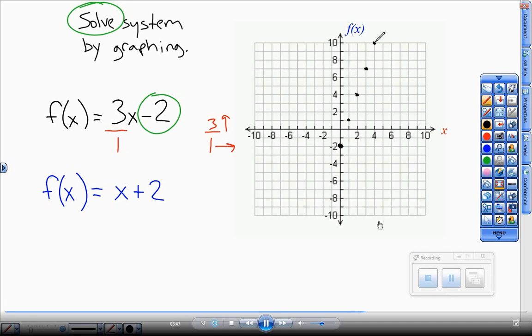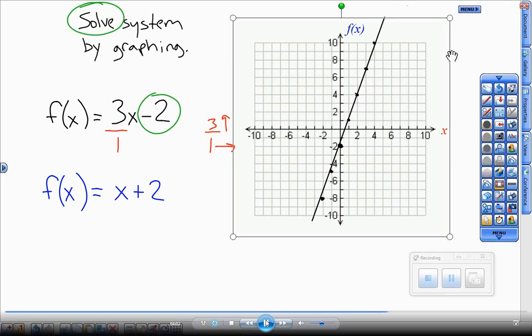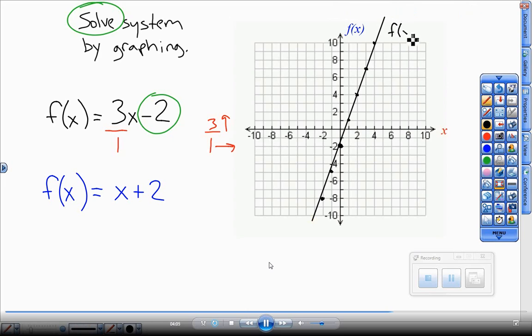Be able to stair step the other way. Down 3, left 1, down 3, left 1. Stair step both ways. Right 1, up 3, or down 3, left 1, with a y-intercept of -2, or f of x intercept. I want you to draw your line through them and label that line. That line is f of x equals 3x minus 2. Label that black line so I know which it is, because you're doing more than one line on this graph. Label them.